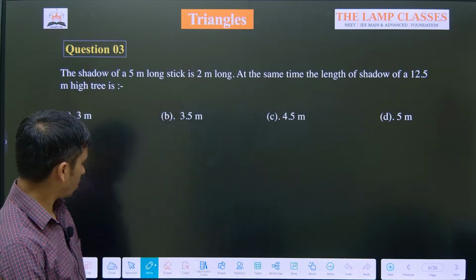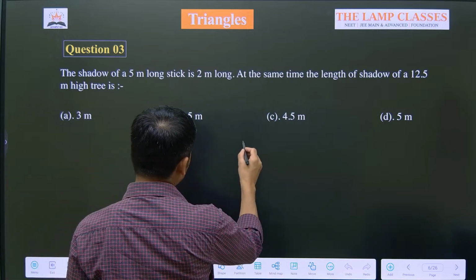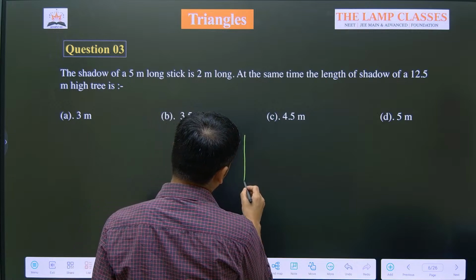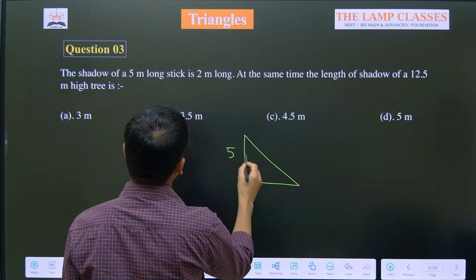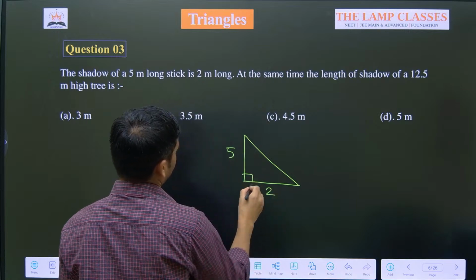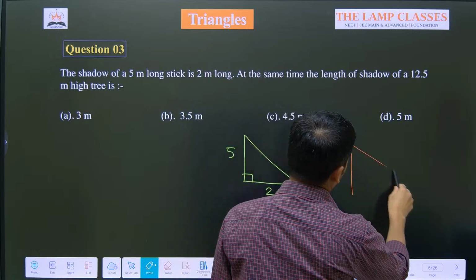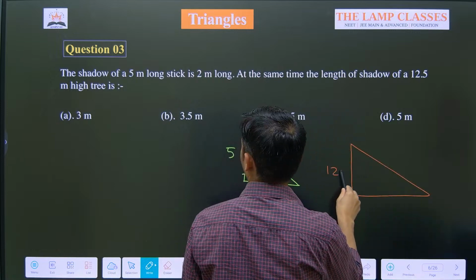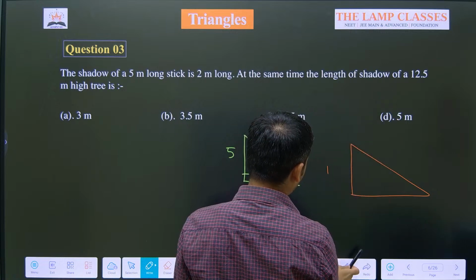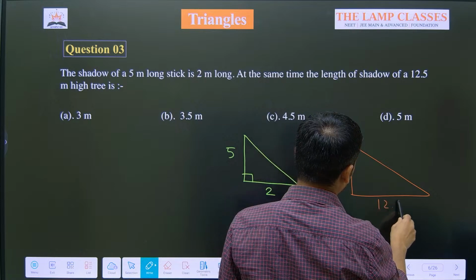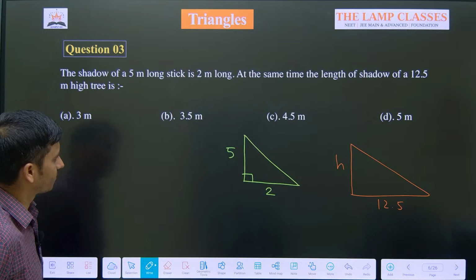So, okay, let's solve it now. So there is a long stick of 5 meters, assuming that it is standing vertically on the ground, guys, okay. So this is 5 meters long and the shadow is 2 meters, it's given, it's a right angle triangle. And then there is a tree whose height is 12.5 meters. We don't know the length of its shadow. We can make the diagram like that.